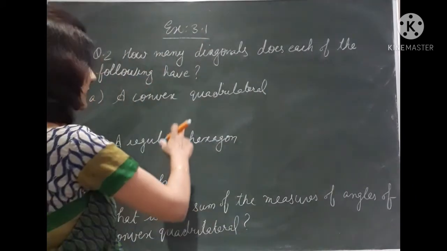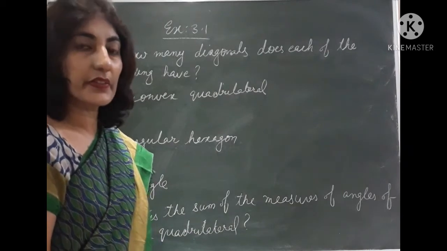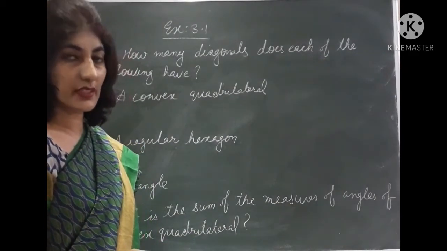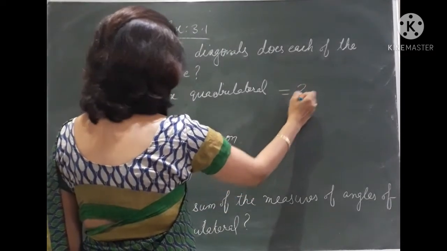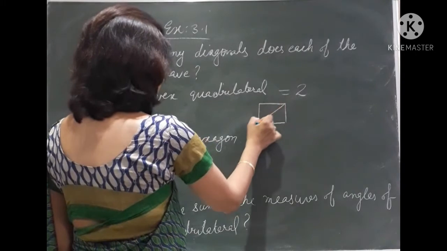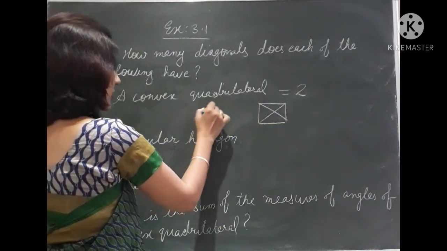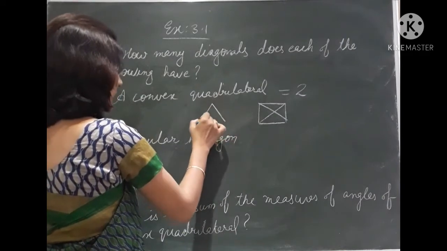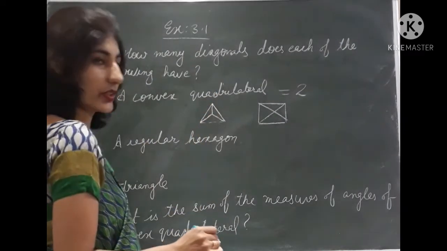The first part is a convex quadrilateral. Just now we have done the quadrilateral. Whether it is a convex quadrilateral or a concave quadrilateral, how many diagonals will it have? It will have 2 diagonals. You can draw and see also. See, this is a convex quadrilateral I have drawn. One is this and one is this, 2 diagonals. Then the concave quadrilateral also I have drawn, in which one diagonal lies inside and one outside. So in this also there are 2 diagonals.